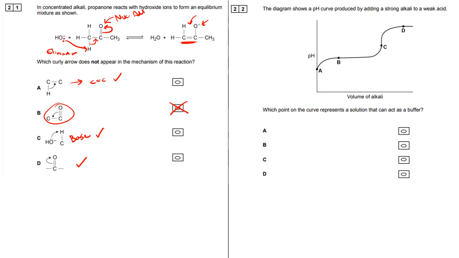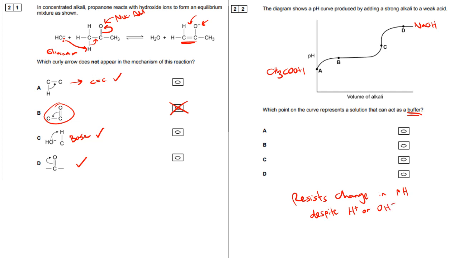Question 22. The diagram shows a pH curve produced by adding a strong alkali, such as sodium hydroxide, to a weak acid. So organic acids, ethanoic acid for example, it doesn't matter. Which point on the curve represents a solution that can act as a buffer? So remember, a buffer is something which resists change in pH despite the addition of acid or alkali in small quantities.